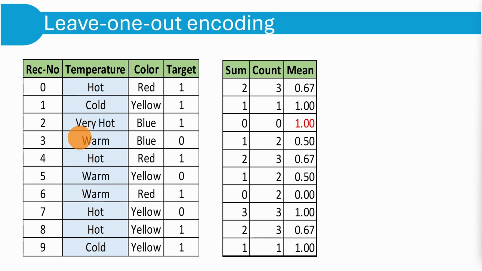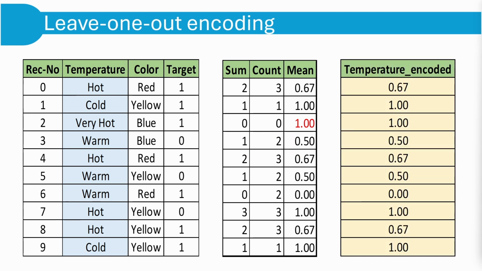Let's take another example for warm. If you see in this case, for warm, we'll be counting the other warm rows. So there are 2, 1, 2. So the count is 2. But in case of target, only 1 out of these 2 warm rows has a target of 1. This is 0, this is 1. So the sum is 1 and the count is 2, and the mean is 1 by 2, 0.5. So now after we encode, this value will be the temperature encoded value.